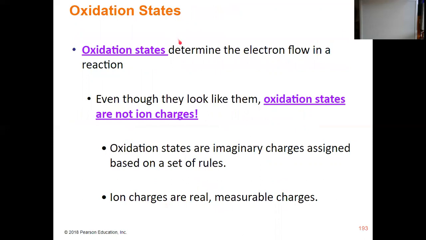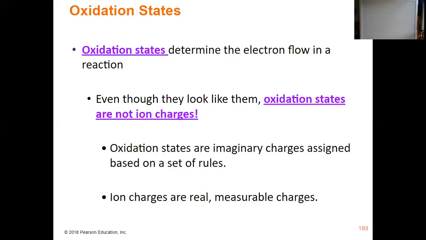Another way that we can determine the direction of electron flow is using oxidation states. Oxidation states look very similar to charges on ions, but they are not the same thing. Oxidation states are imaginary numbers that help us keep track of where our electrons are moving to and from in a redox reaction, but they're not an actual charge. A charge, on the other hand, is something real. It's something that we can measure.